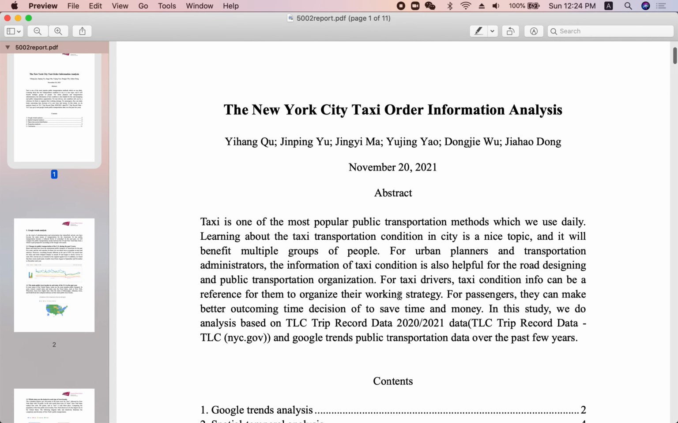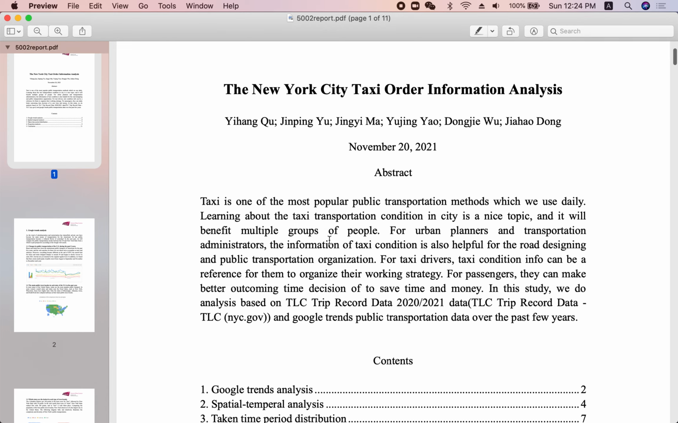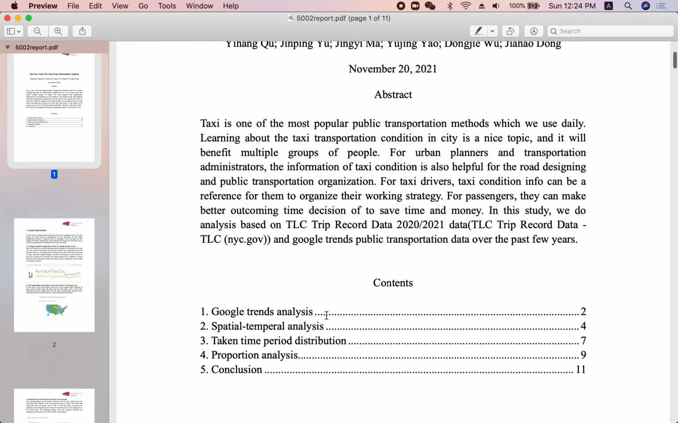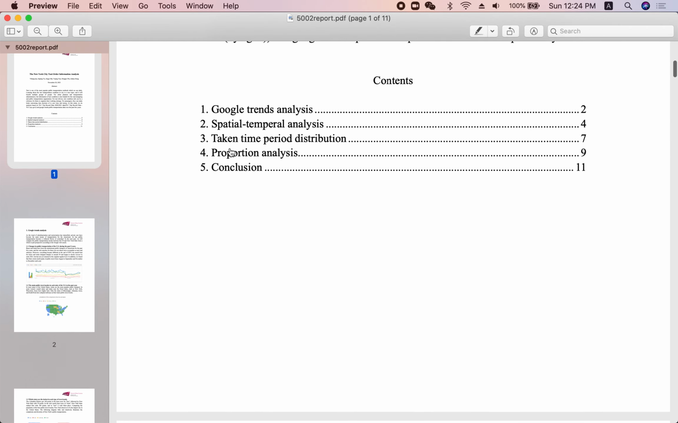Taxi is a very important transportation in our daily life. Understanding the taxi transportation condition will benefit both city administrators and the residents. So we do the taxi information analysis based on the New York City taxi data and Google Trends data on public transportation. Our analysis is mainly four parts.